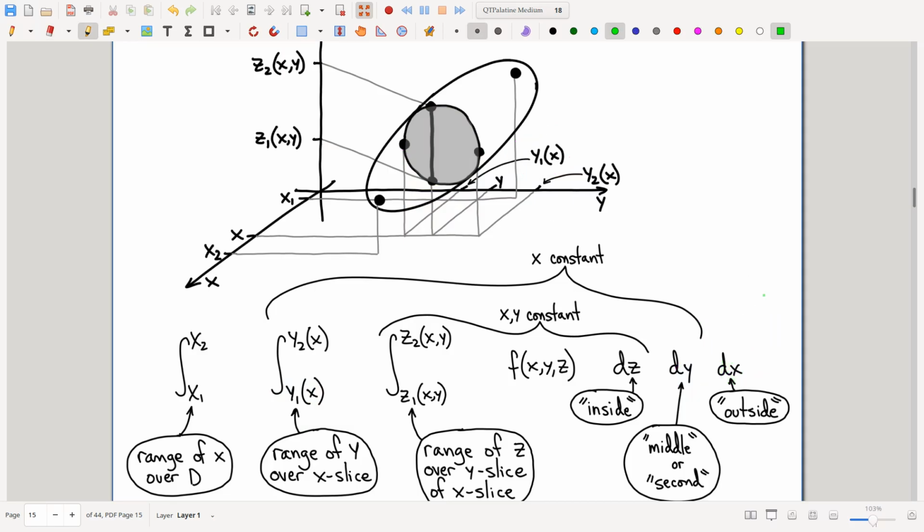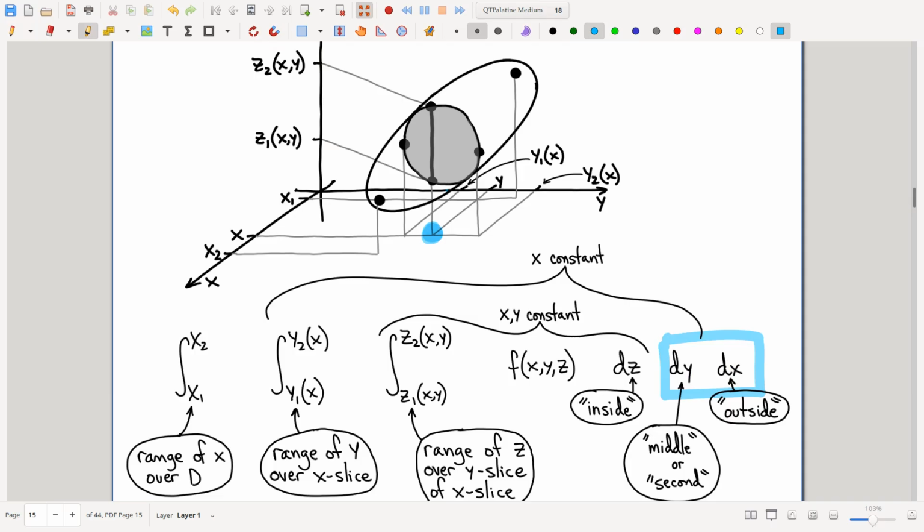Okay, so now let's think about this as we move on. We've already fixed an x. We were focused on this x slice, and now we're fixing a y. We're looking at a particular y slice of our x slice. Now let me redraw this picture a little bit. We have fixed x and y. Right? X and y are now both fixed.